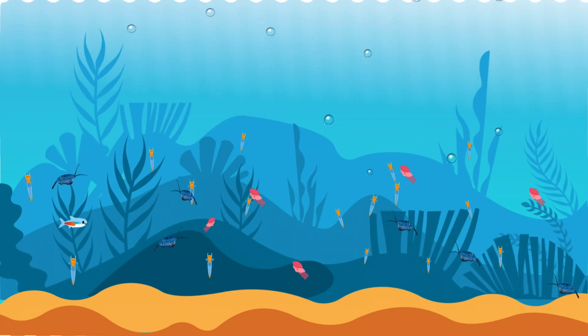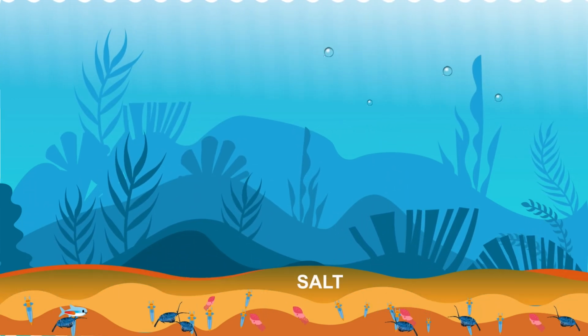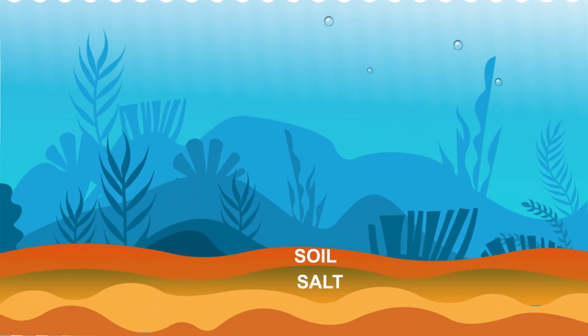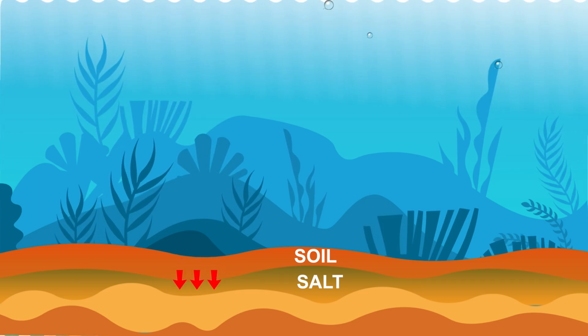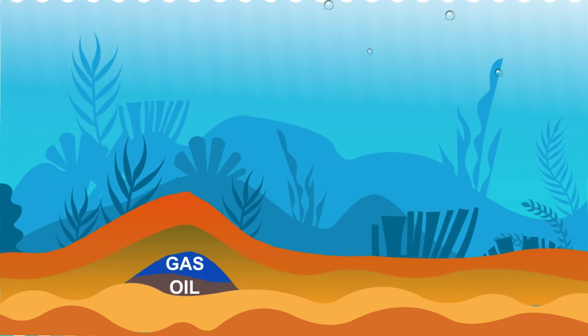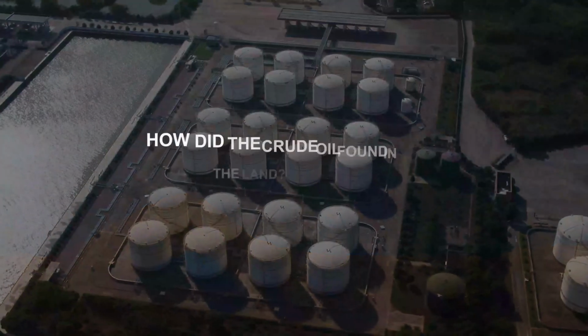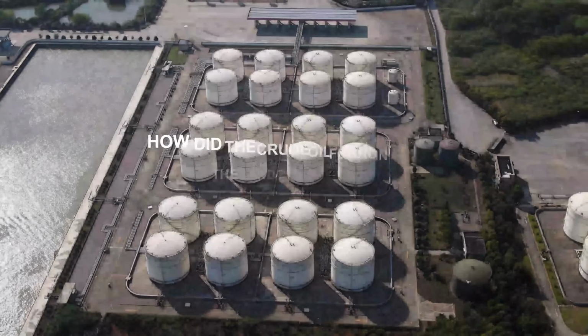When the dead remains of these microbes started to deposit in the soil, the salt and soil layers too deposited on top of them continuously. Due to the high pressure caused by these deposits and the seawater above them, dead remains of those microbes were converted into liquid form of oil and gas. If so, how did the crude oil end up found on the land?